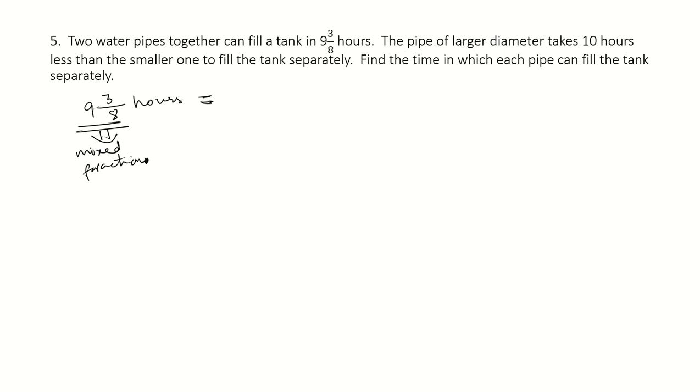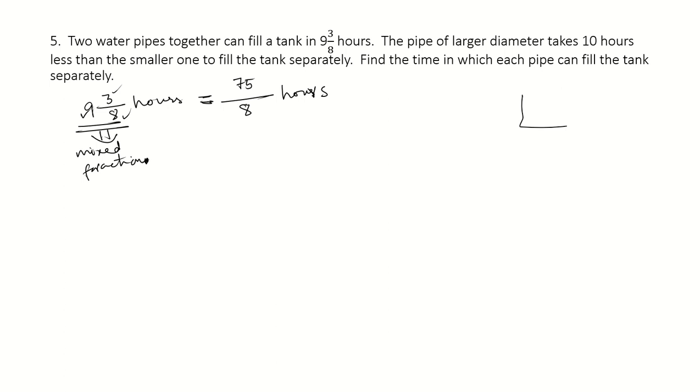We multiply these terms, 9 times 8, and then we add it with this 3, then we divide it by whatever denominator we have here. So 8 times 9 is 72 plus 3, it's 75 over 8, right? So this many hours it takes for two water pipes to fill a tank.